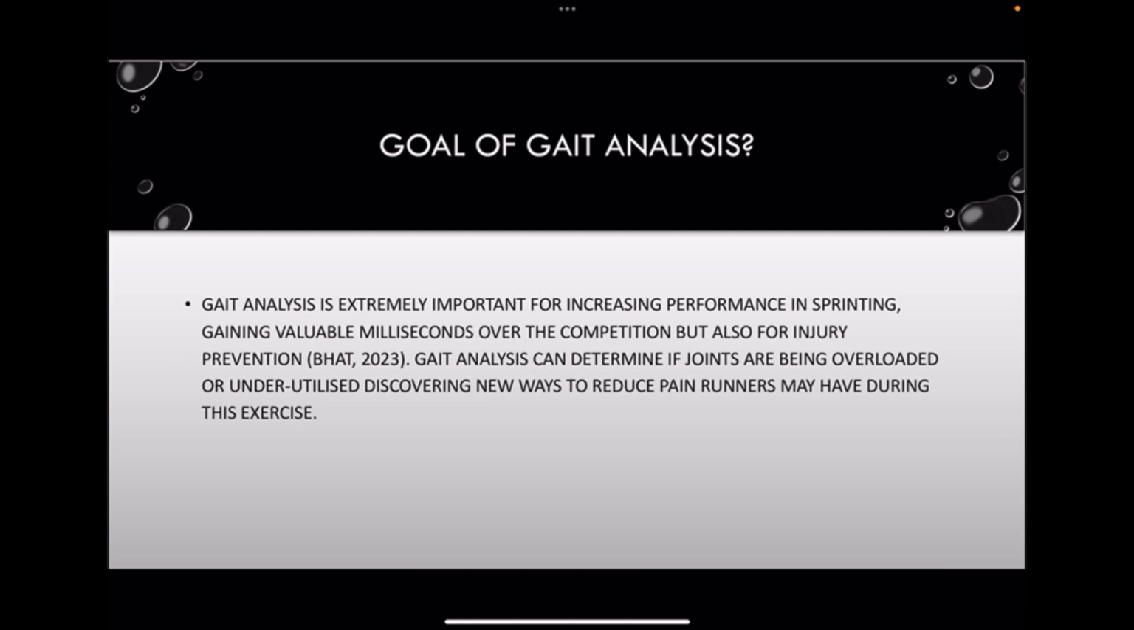What is the goal of gait analysis? Gait analysis is extremely important for increasing performance in sprinting, running, and gaining valuable milliseconds over the competition. But it's also really important for injury prevention. Gait analysis can determine if joints are being overloaded or underutilized, and it can also discover new ways to reduce pain runners may have during this exercise.